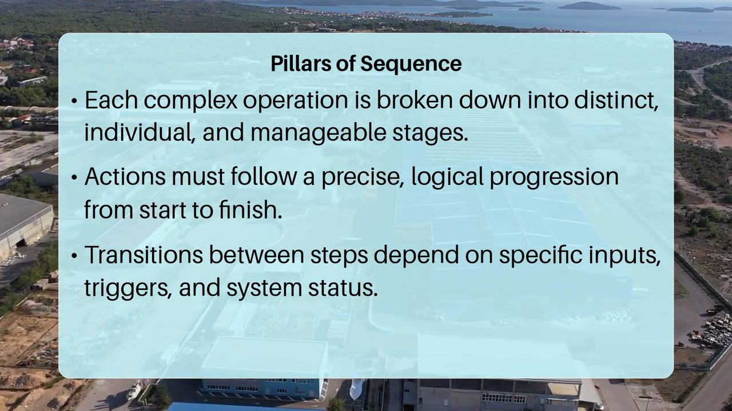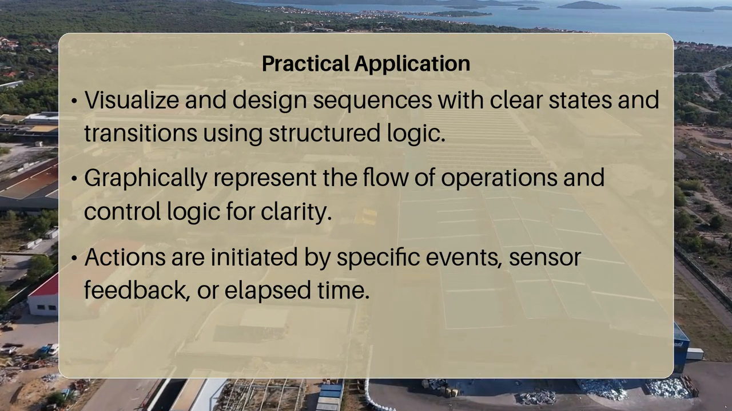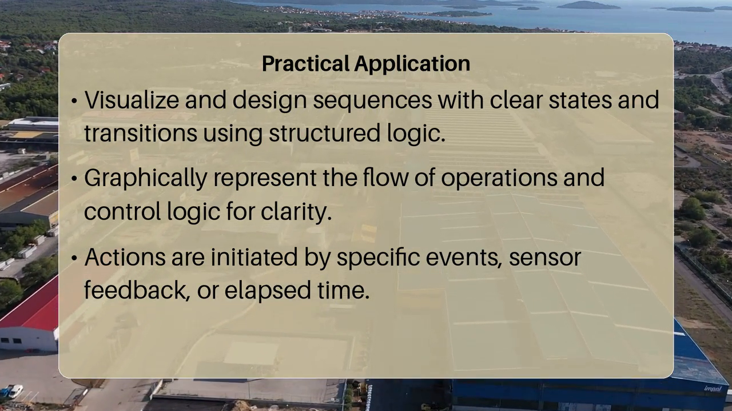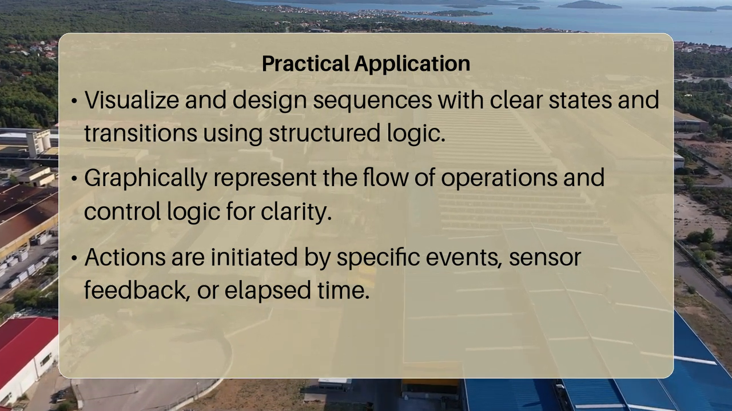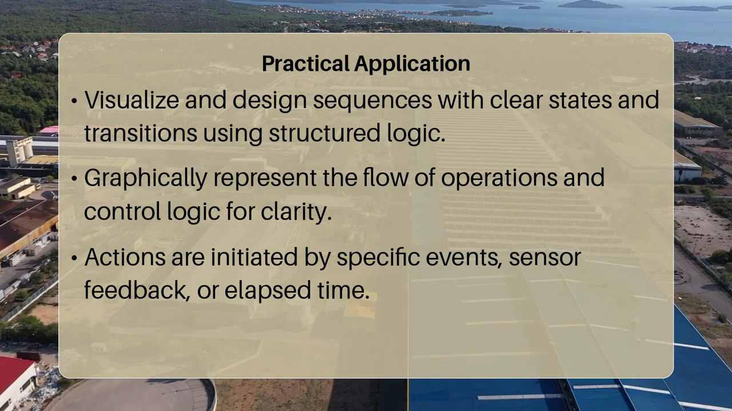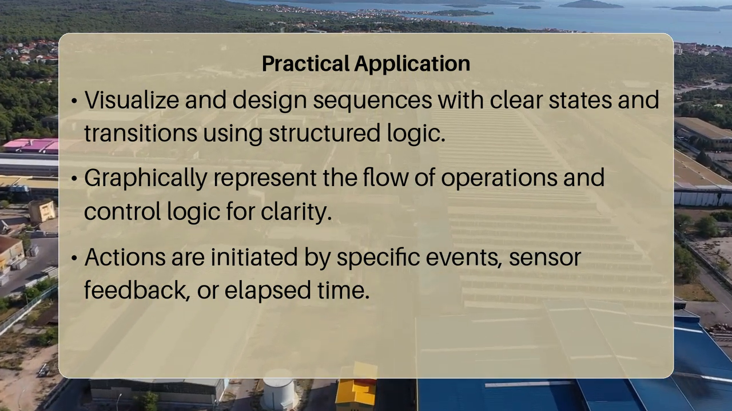Applying these principles in practice often involves using visual tools like state machines or sequence diagrams to map out the desired flow. A state machine, for example, clearly defines each possible condition or state of the system, along with the specific inputs or events that trigger transitions between these states.